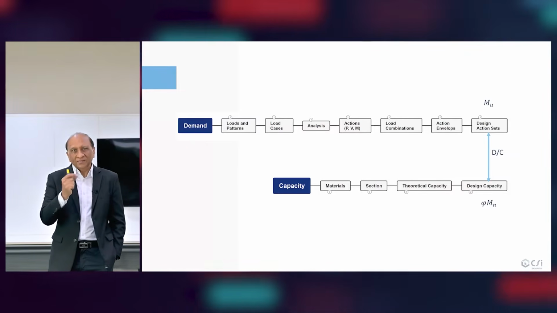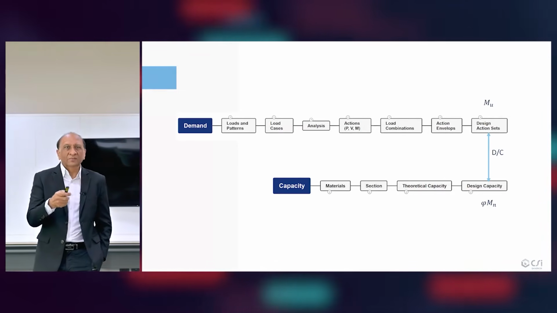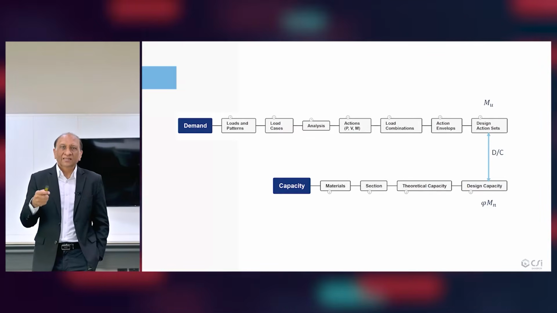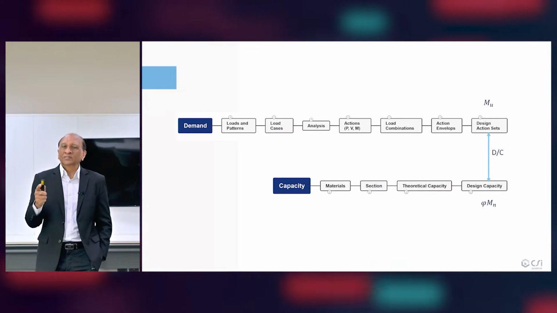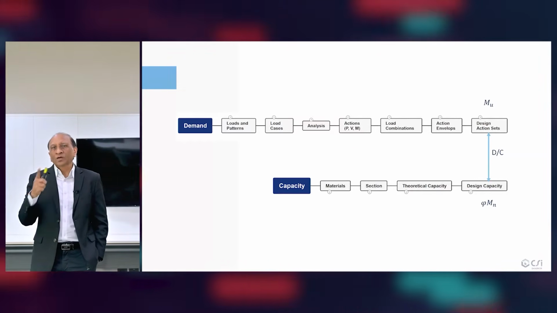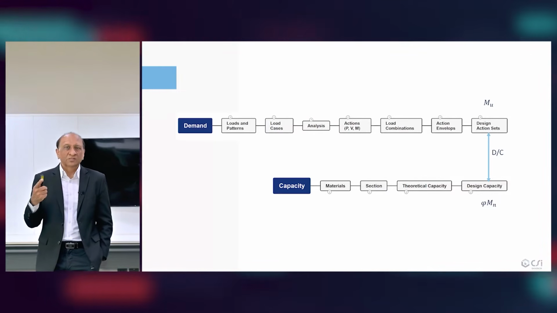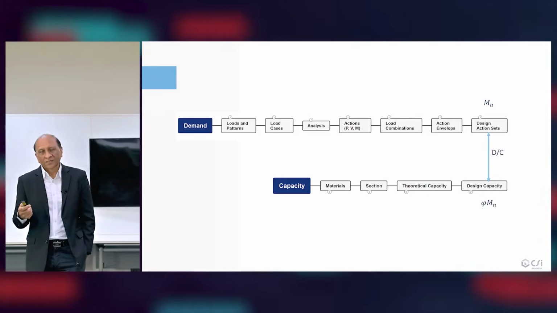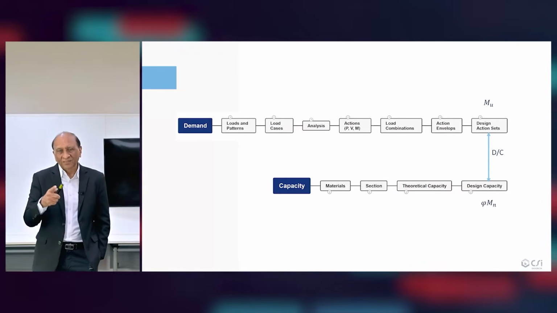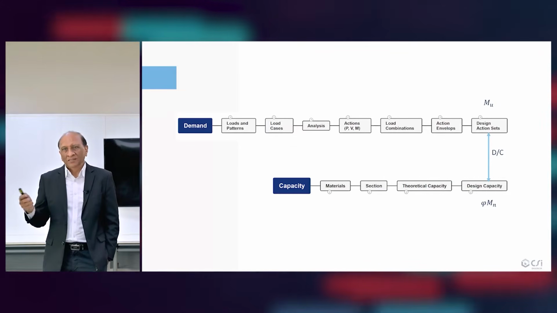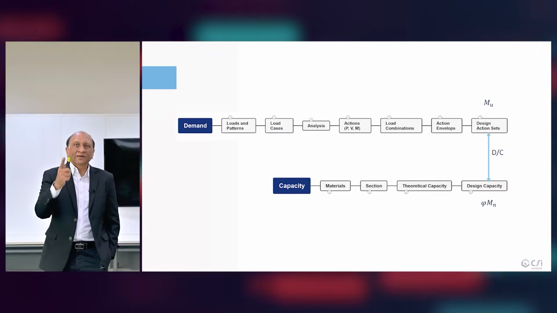On the other hand, the capacity also starts with the materials and moves to sections. Then we calculate the theoretical capacity through theoretical computations. Then we modify this by the design capacity equations, which apply reductions for the capacity reduction factors and so on, phi in this case and gamma in other codes. So then we compare them together.